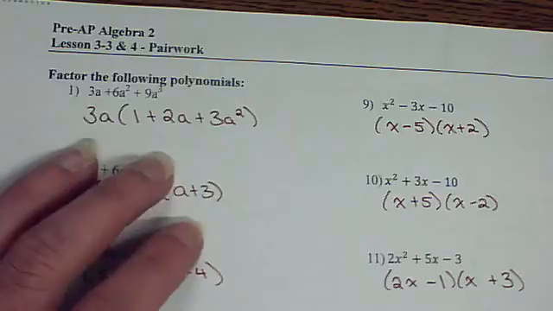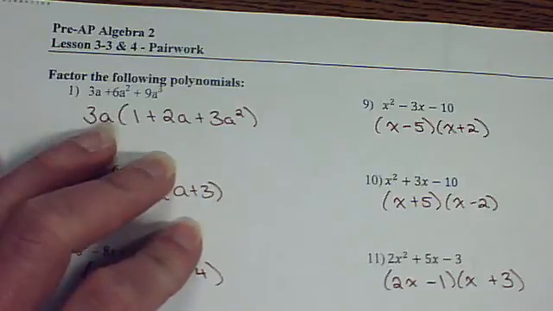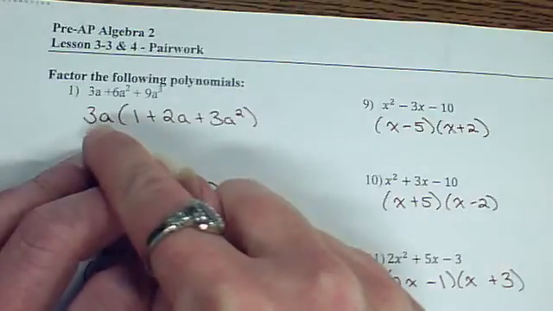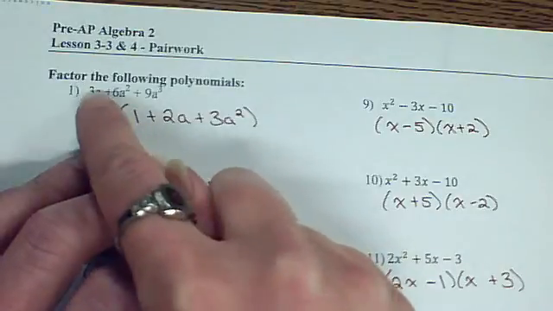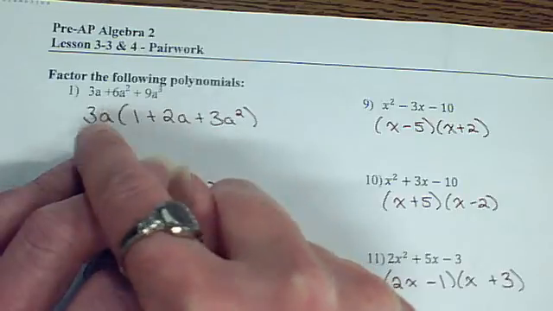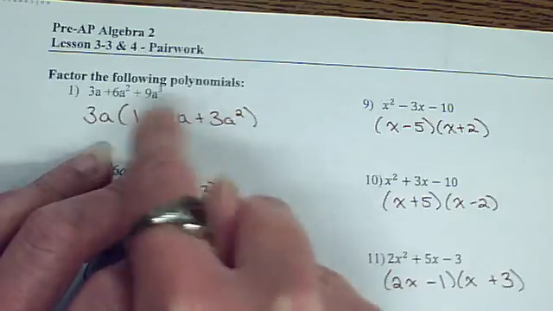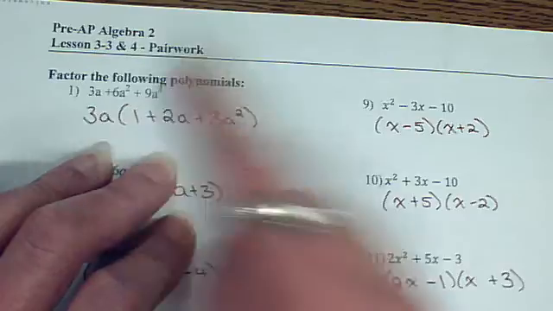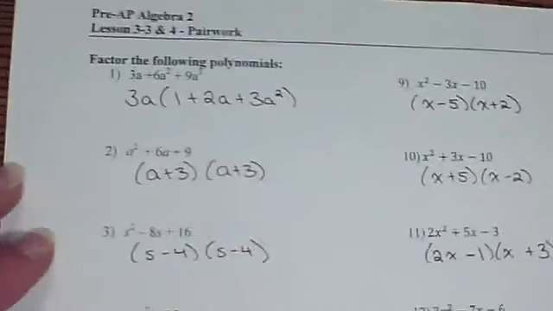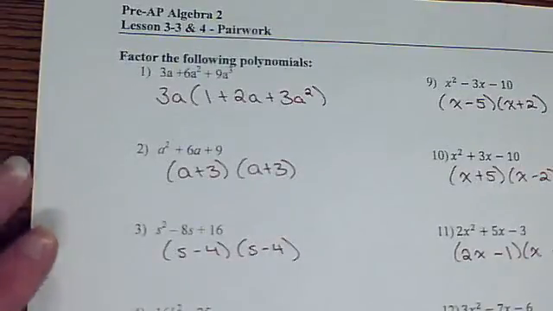Okay, the first problem only had a greatest common factor. Remember, when you undistribute, I should be able to go back and get my original. So 3a times 1 does give me 3a. 3a times 2a does give me 6a squared. 3a times 3a squared does give me 9a cubed. So that one works. Now, the next few are the pretty easy and simple patterns.